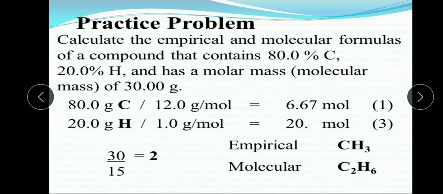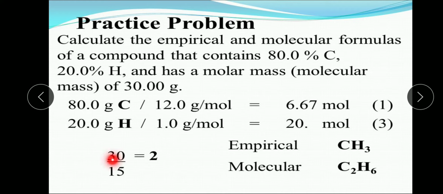Among these two, which one is least? Carbon is least, that is 6.67. So 6.67 divided by 6.67 gives 1. Like that for hydrogen, 20 divided by 6.67, the least number divided into both numbers, gives 3. It gives a 1 to 3 ratio. Carbon is 1 in mole, hydrogen is 3 in mole. It gives the empirical formula as CH3.